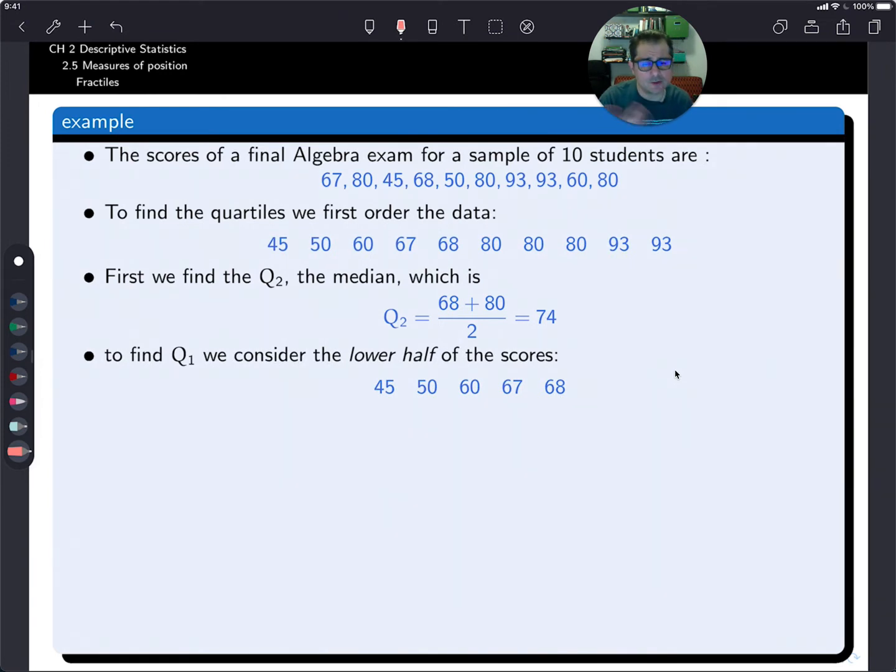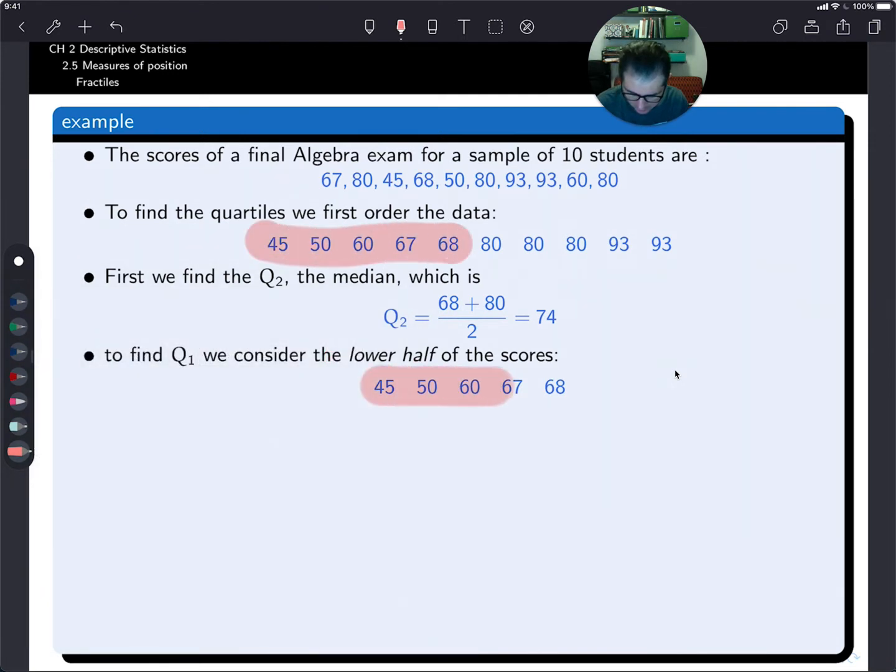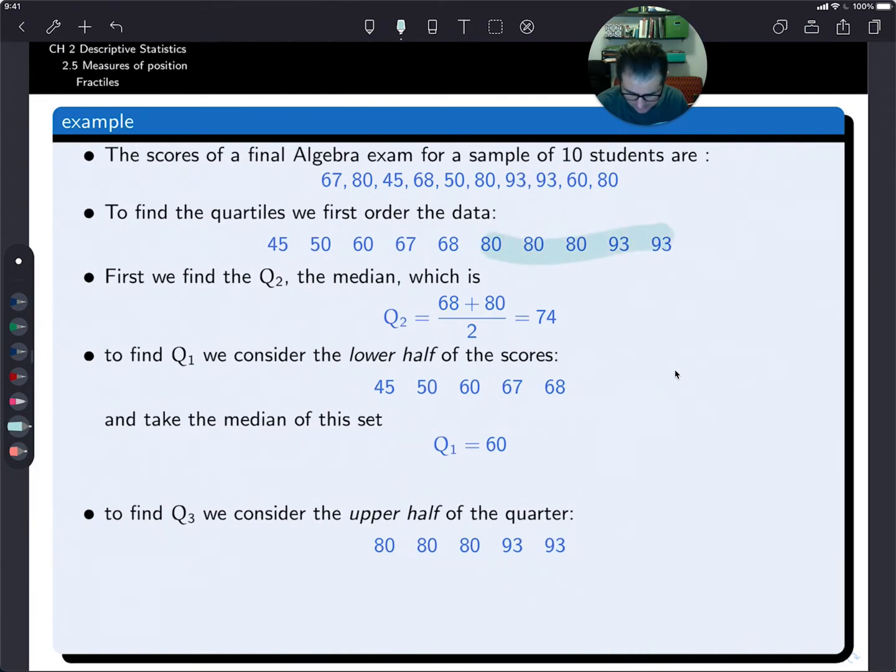In this example, the first half of the data were these, so I only consider those. The median of that first half, which would be my first quartile, would be exactly the value of 60. Then I do the same for the second half, the upper half, and the median of those values would be exactly the middle value, which is 80. So that would be my third quartile, the 80.